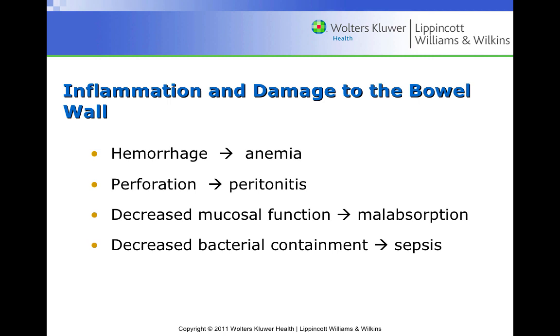When we talk about inflammation and damage to the bowel wall, we talk about it in terms of four levels. We can have hemorrhage, and we see hemorrhage in terms of a sign and symptom of anemia. We can have perforation, which means there's some sort of a hole along the bowel, and that will lead to peritonitis because it lets all that corrosive substance that's supposed to be inside the gut go outside into the abdominal cavity.